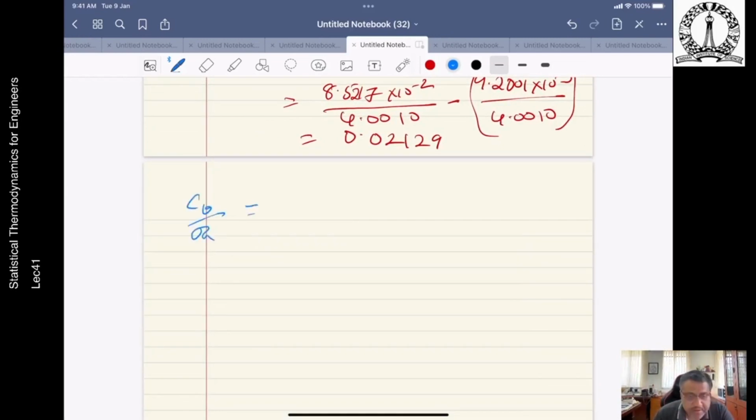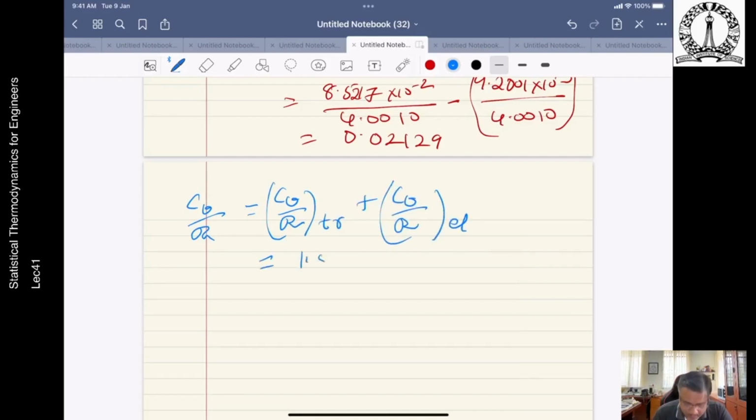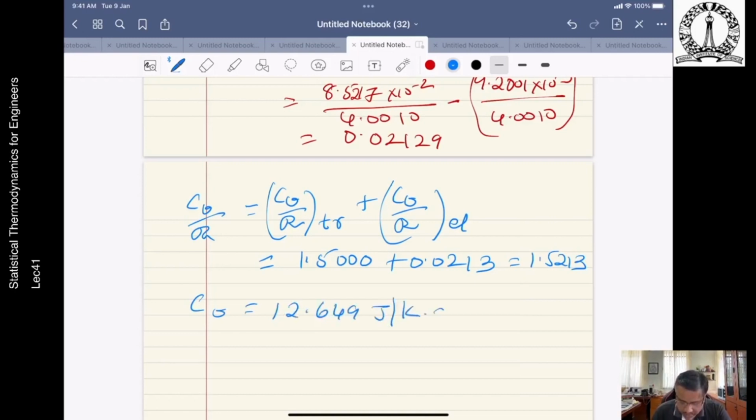is CV by R translational plus CV by R electronic. So this gives you 1.5000 plus 0.0213, which is 1.5213. Therefore CV becomes 12.649 joules per kilomole. Okay, so this is the standard argument now.